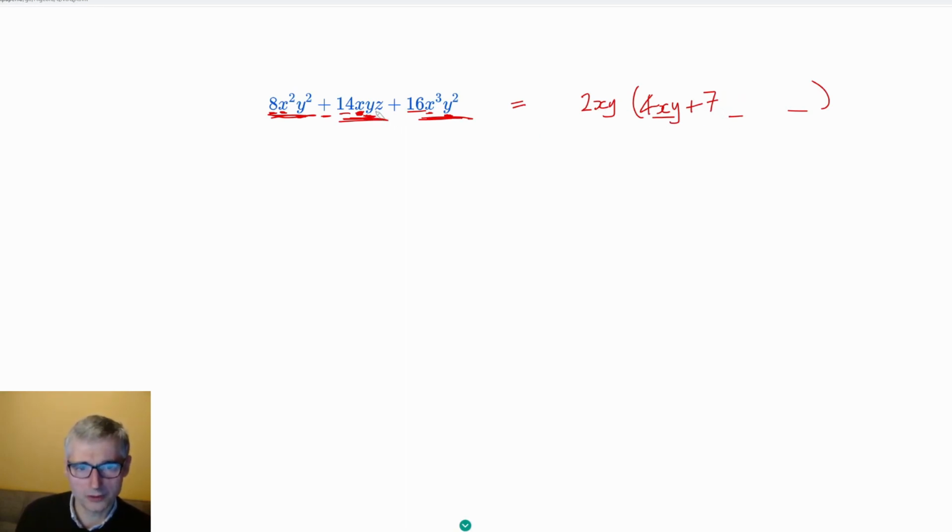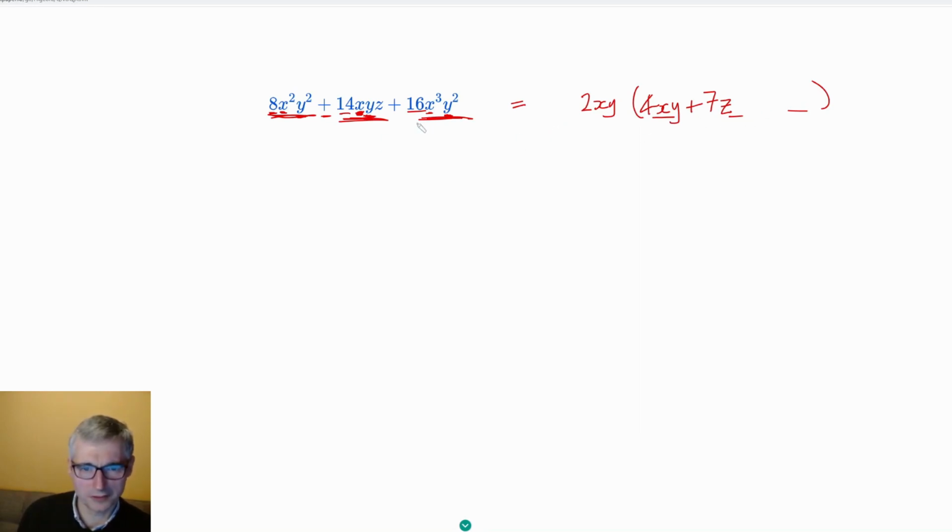We do, however, need a z. So we can see that at the front of the bracket, we don't have any z's there. So we are going to have to write a z there next to the 7.